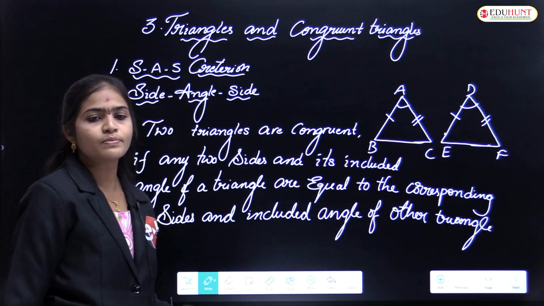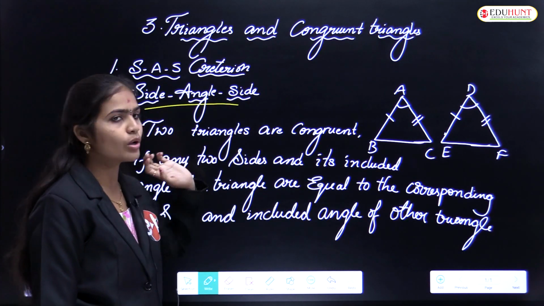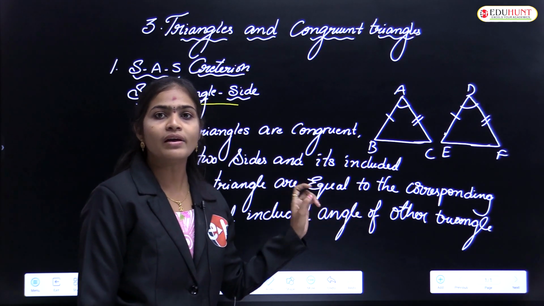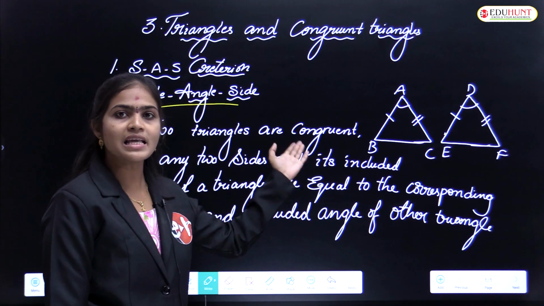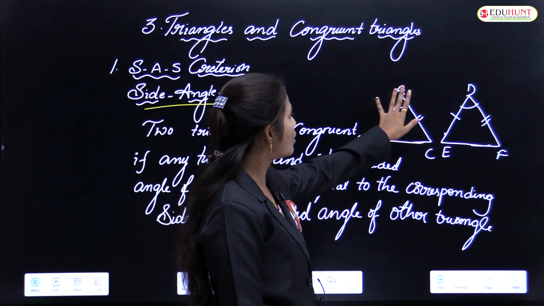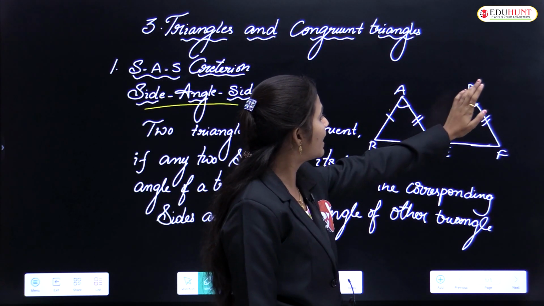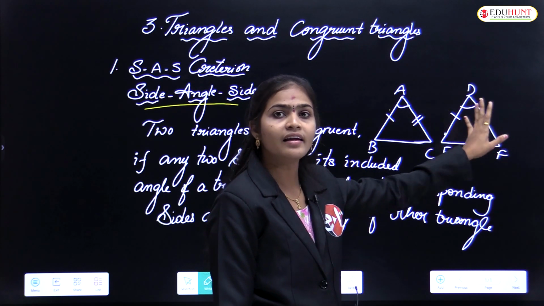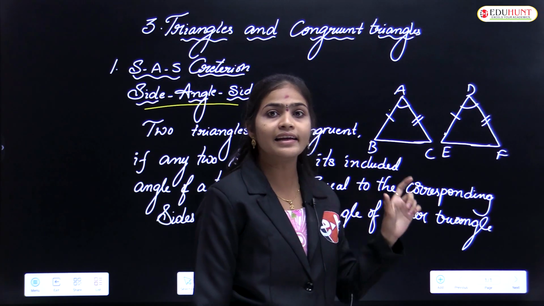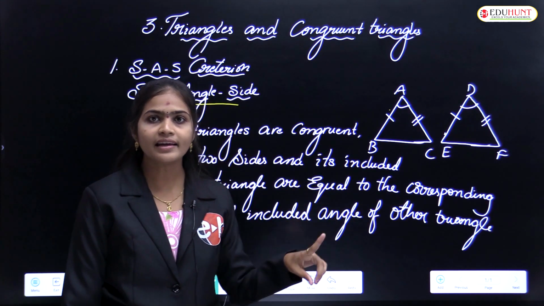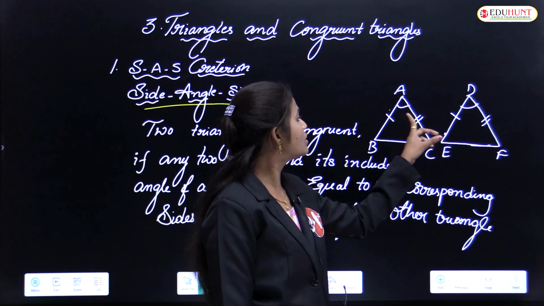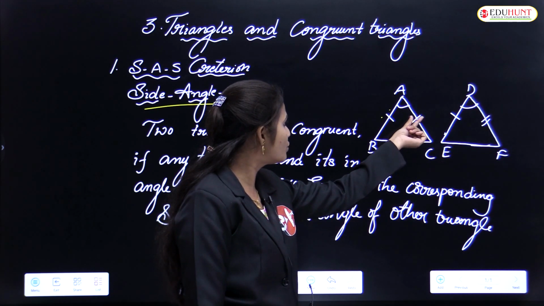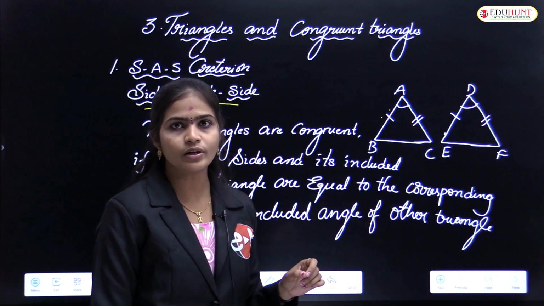Okay, so this is the statement for SAS congruency. If any two sides of one triangle are equal to the corresponding two sides of another triangle, along with the included angle. Included angle means the angle that lies in between the two sides we are comparing. The angle which lies in between these two sides we call the included angle.